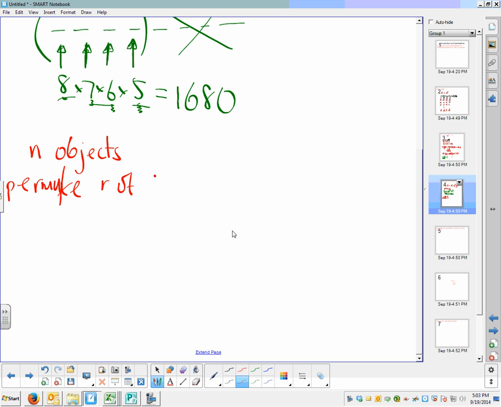Well, there's a way to write this. It's written as NPR. Not the public broadcaster in the United States of America, but how many permutations of r objects are there out of n? And the answer is it's n factorial divided by n minus r factorial.